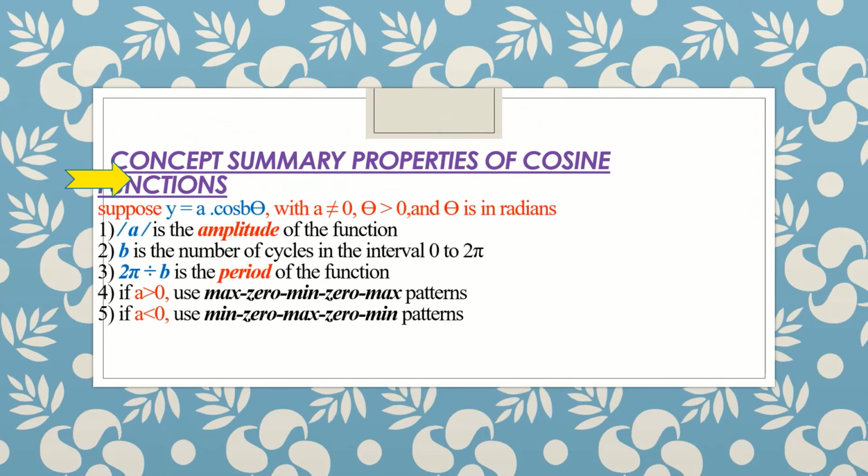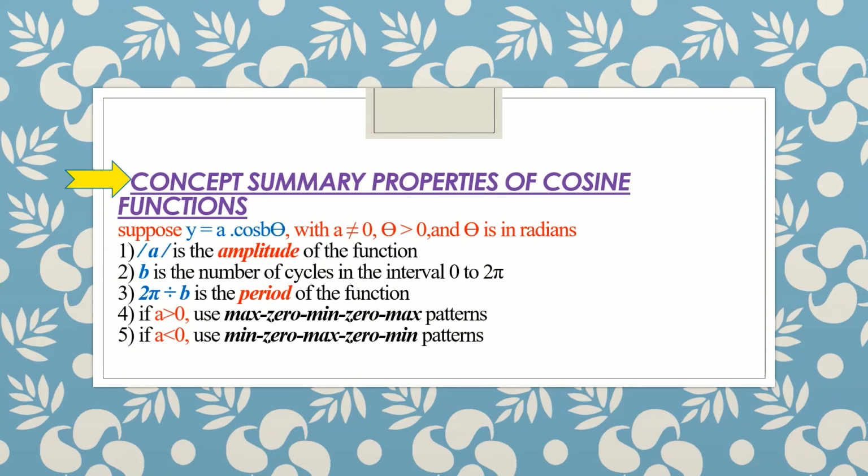Now let us see some key concepts, a summary of the properties of cosine functions. Suppose y equals a times cos b theta, with a different from 0 and theta greater than 0, and theta in radians. I'll repeat again, y equals a times cos b theta. A and b stand for numbers with these restrictions. A must be different from 0. If a is 0, this turns into y equals 0. So a must be different from 0, and theta must be greater than 0.